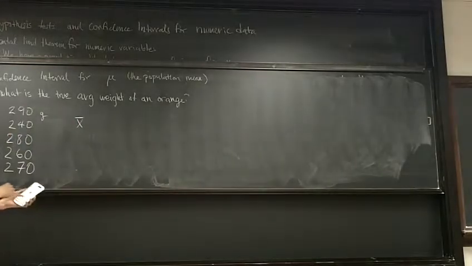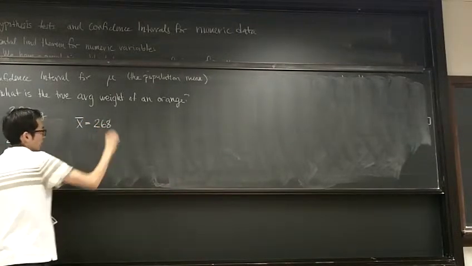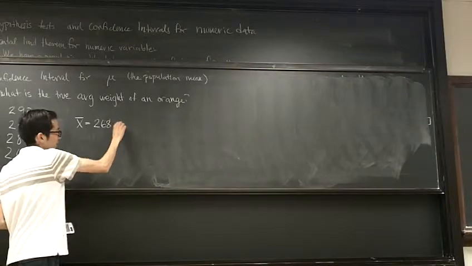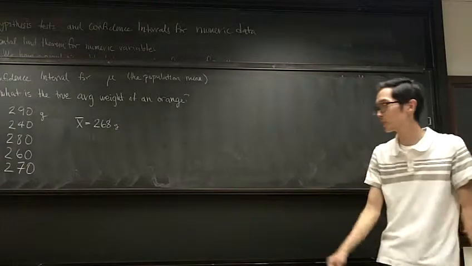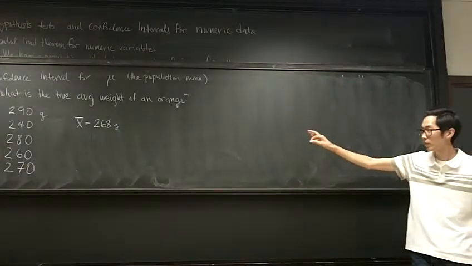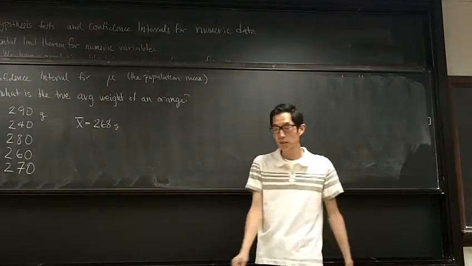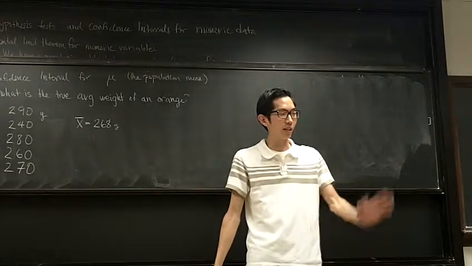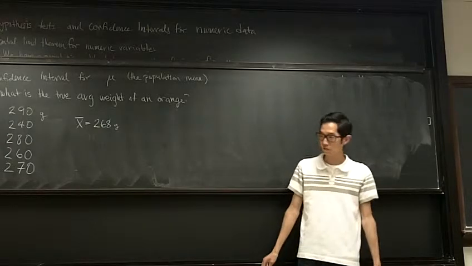So from his sample, it's 268. I'm making up numbers, so I have no idea if this is that close to an average orange or not. Okay. So based on these 5 oranges he selected, the average weight is 268 grams. But he's not going to say that the true average weight of all oranges ever is 268 grams, is he? No.